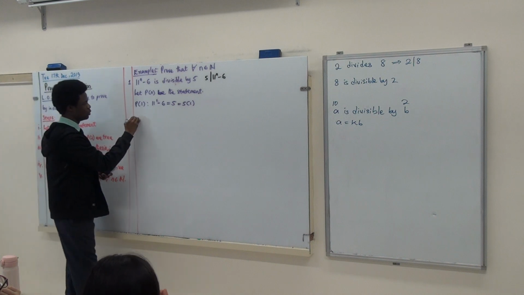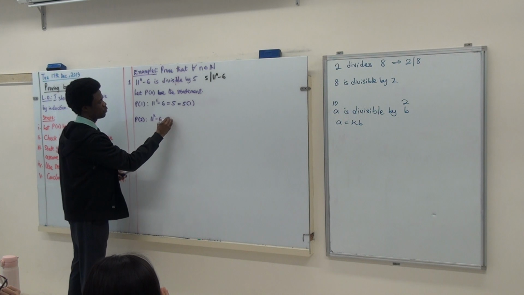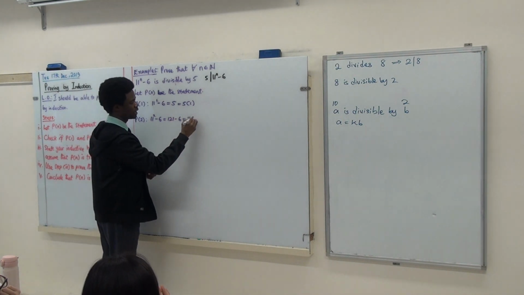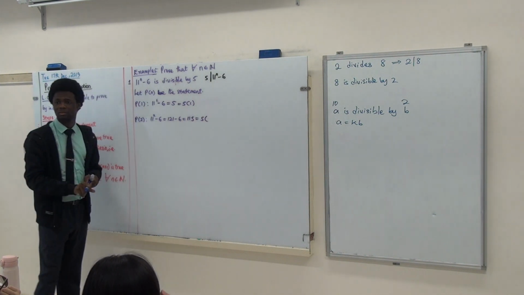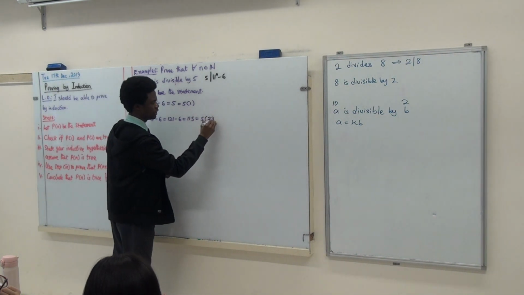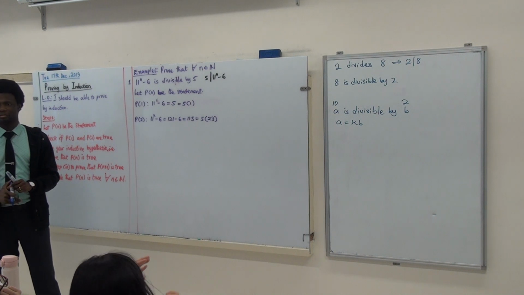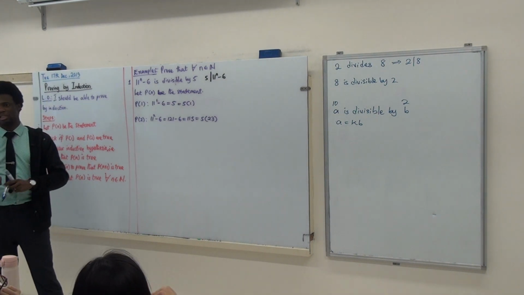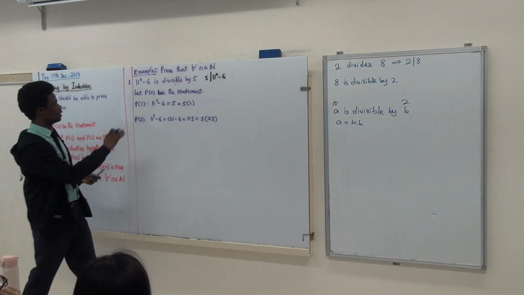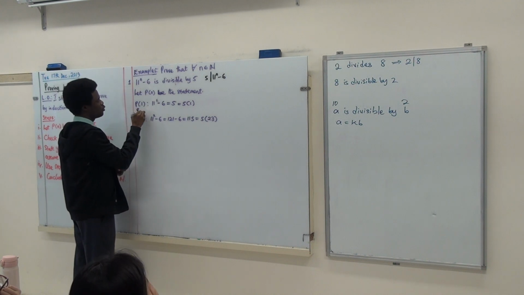If you check for P2, 11 squared minus 6. 121 minus 6 is what? 115. Can we write that as 5 bracket something? What is that? 23. So indeed, it's divisible by 5. Once you can factor 5 out, 5 can divide it. That's the idea you need to look into. So the conclusion for this step is that P1 is true.